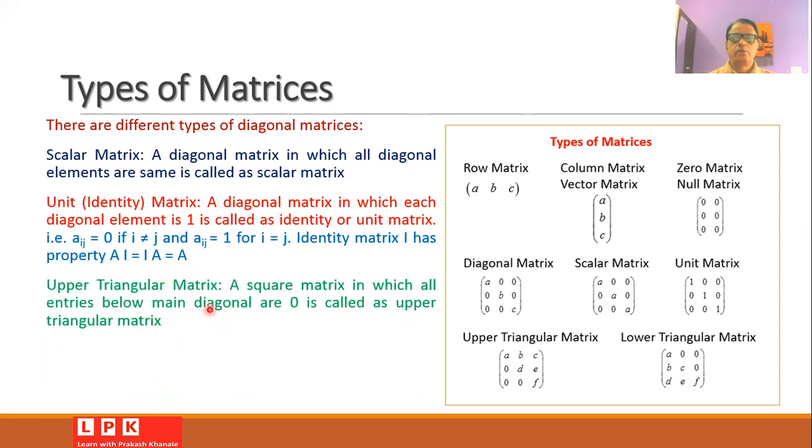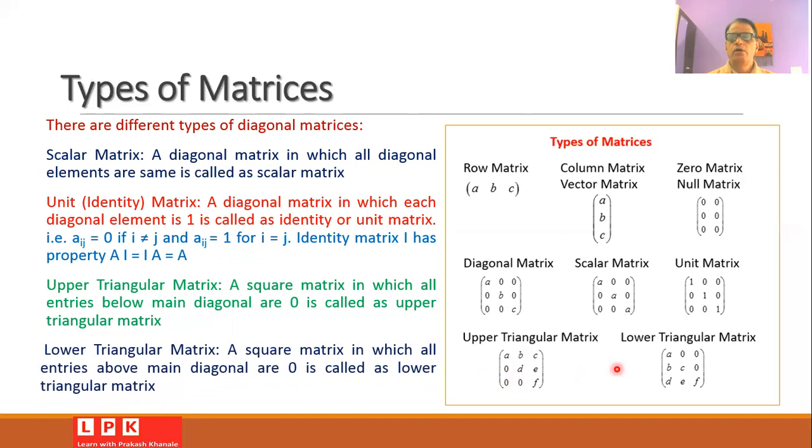There is another type of matrix called the upper triangular matrix. This is a square matrix in which all the entries below the main diagonal are equal to 0, and such a matrix is called an upper triangular matrix. As shown in this window, one can easily observe that below the main diagonal, all the elements are equal to 0, and therefore this matrix can be called an upper triangular matrix.